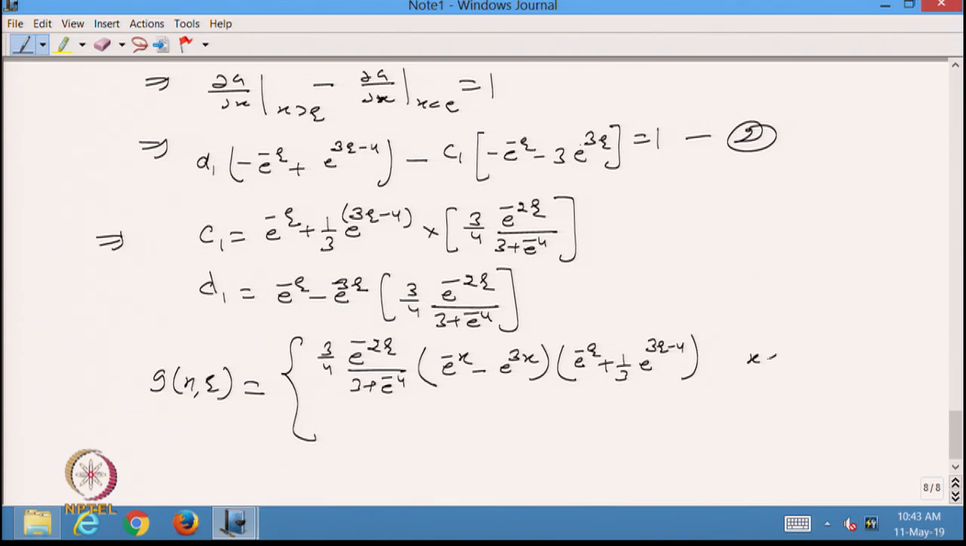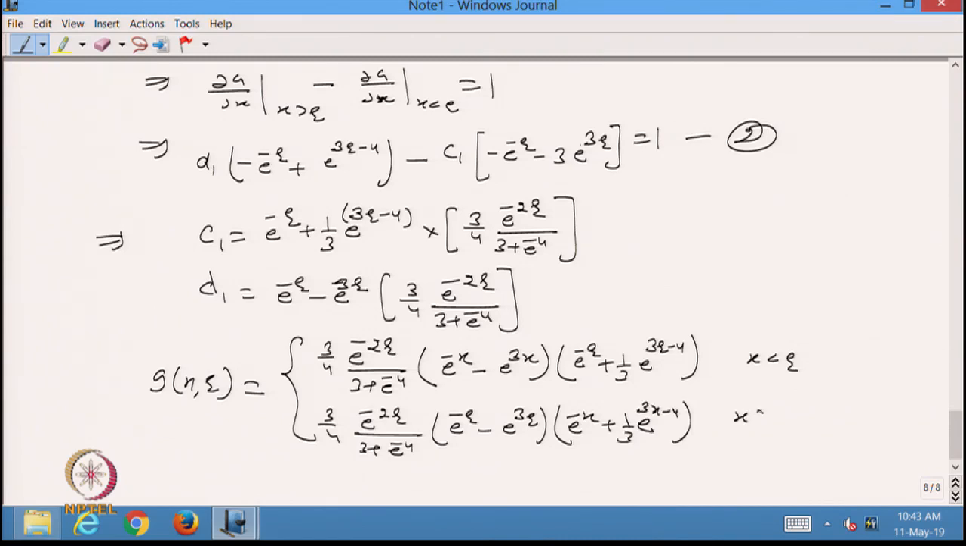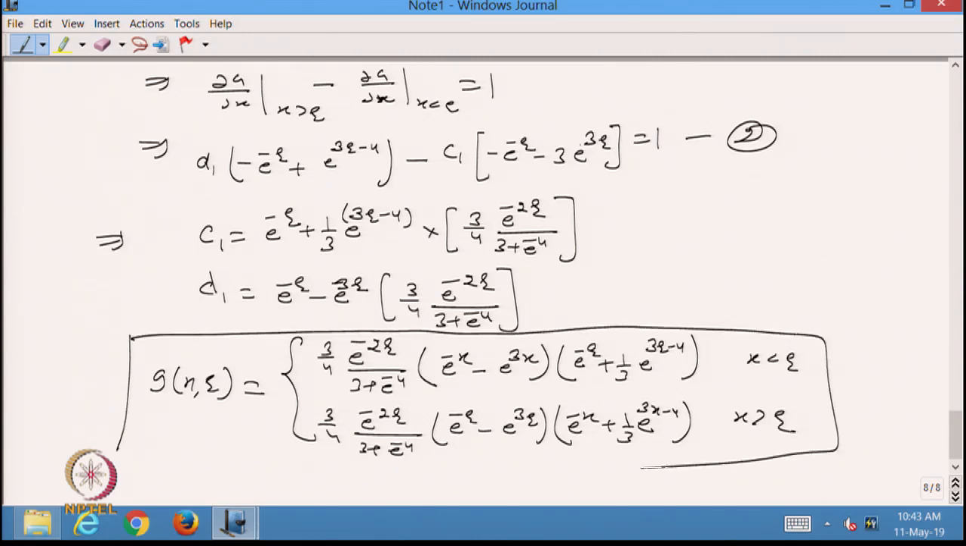So, this is when x is less than xi, and 3 by 4 e raised to power minus 2 xi divided by 3 plus e raised to power minus 4, this one, and then it will be e raised to power minus xi minus e raised to power 3 xi, and then it will be e raised to power minus x plus 1 by 3 e raised to power 3x minus 4 when x is greater than xi. So, these are the green functions we are getting for the given differential operator.